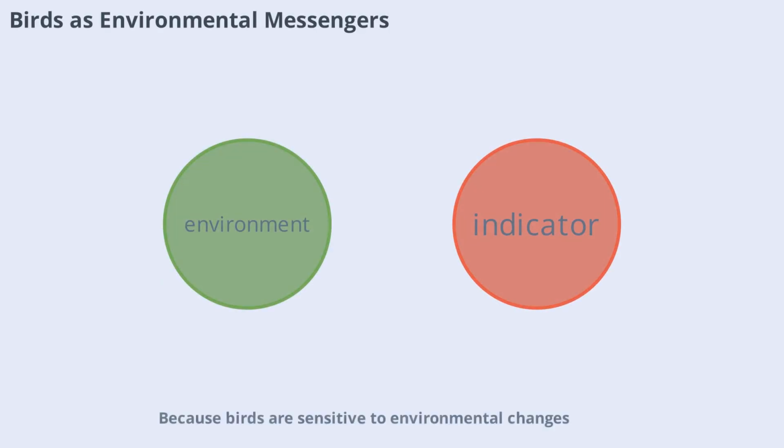Because birds are sensitive to environmental changes, they act as early warning systems for issues like climate change. Their presence, absence, or behavior can indicate shifts in habitat quality, pollution levels, or ecosystem health. Monitoring bird populations helps scientists detect and address environmental problems before they become critical.